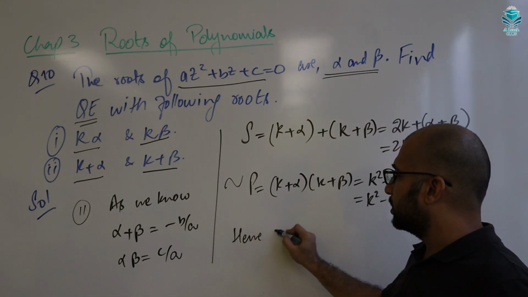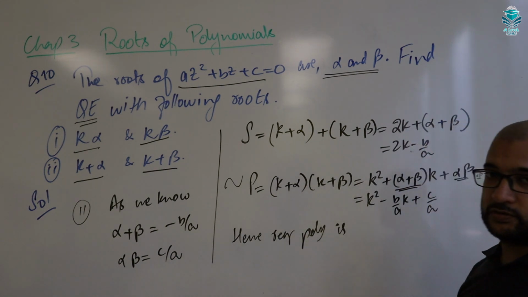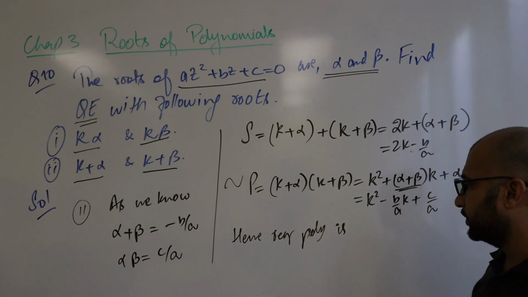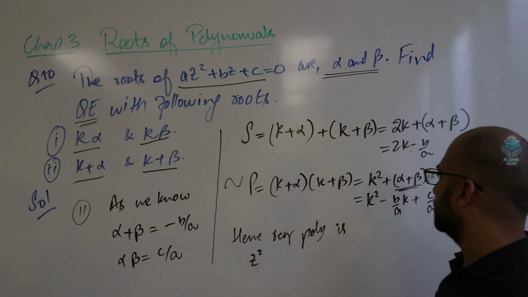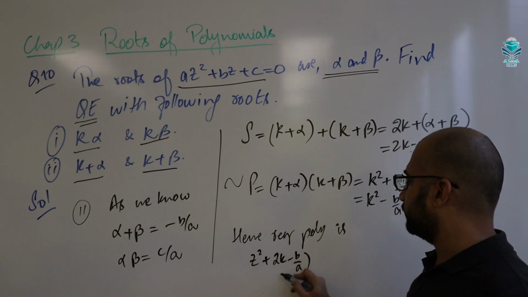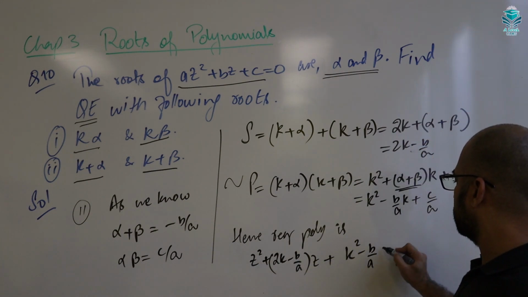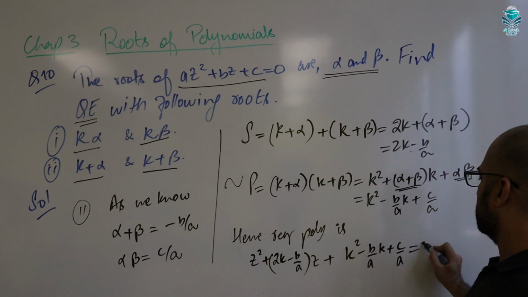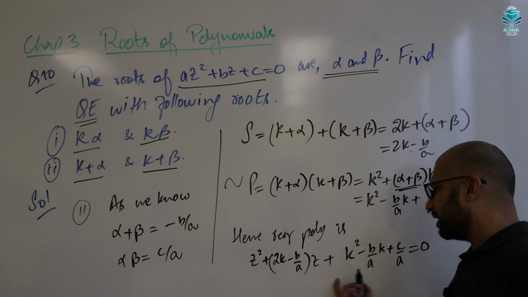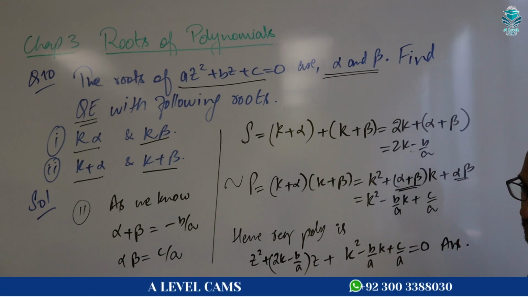Hence, the required polynomial is, what will be the required polynomial? x square minus sum of the roots plus product of the roots equals 0. If you multiply by a, you will simplify, otherwise this is also your answer.